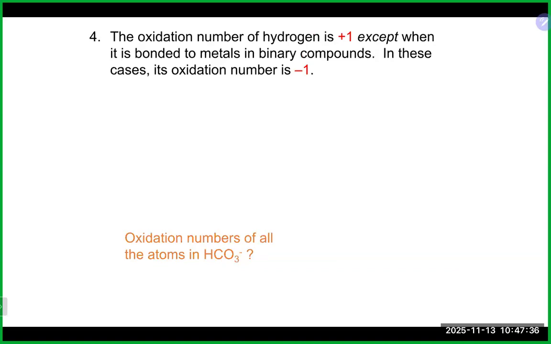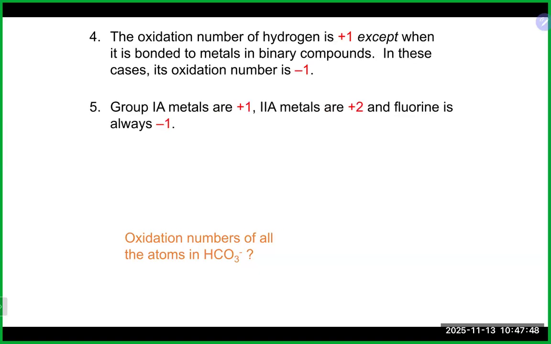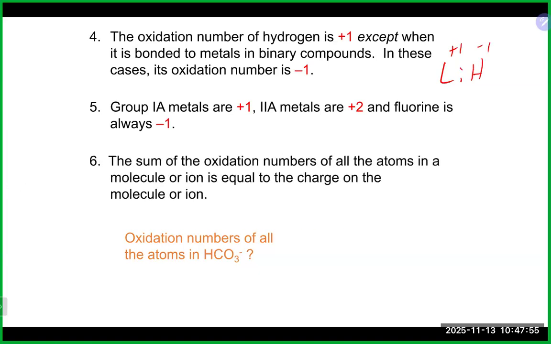The oxidation state of hydrogen is +1 unless hydrogen comes after a metal, in which case it's hydride, which means it would be -1. Like if you had lithium hydride here, that would be a +1, -1 situation. Group 1 metals are +1. Group 2 are +2. Fluorine is always -1. When you add up all the oxidation numbers, they need to equal the overall charge on that ion, or if it's neutral, it needs to add up to 0. So that's obviously an option.